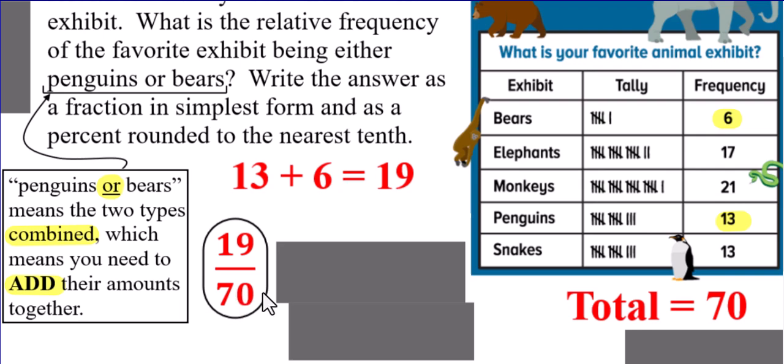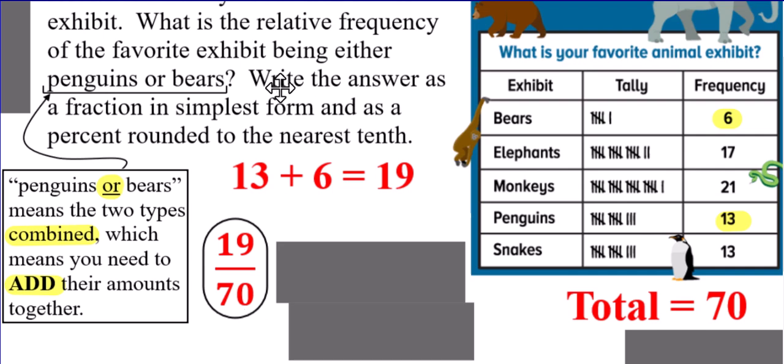If you don't believe me, you can think to yourself about what 19 could make: 19, 38, 57, going on from there. It's not going to ever make 70. So that is in simplest form. You also could enter it into your calculator, and if you hit enter and it doesn't change, that also guarantees it's already in simplest form.